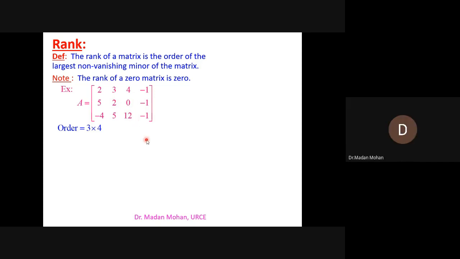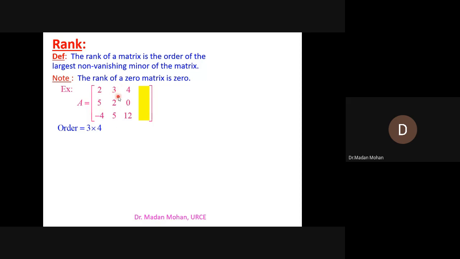Therefore, to get a 3 cross 3 matrix, I have to take 3 rows and 3 columns. Therefore, I can remove one column. For example, I removed the last column. I selected this. It is a square submatrix. Its determinant I require because non-vanishing minor. Vanishing minor means the minor value is 0. Minor means determinant of submatrix.